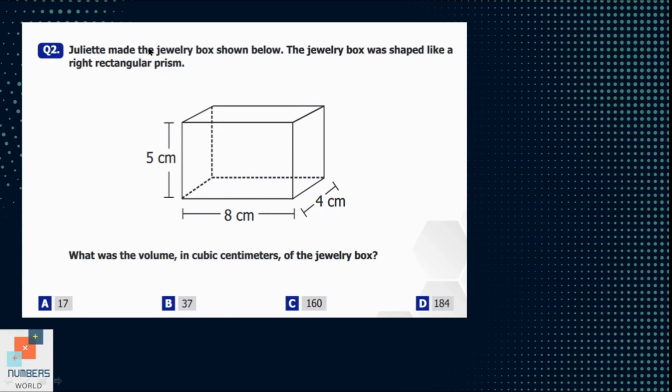Question number 2. Juliet made the jewelry box shown below. The jewelry box was shaped like a right rectangular prism. What was the volume in cubic centimeters of the jewelry box?